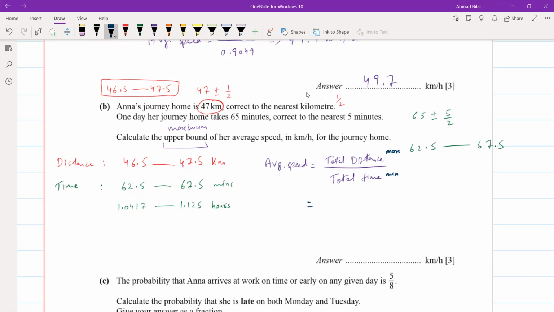Distance हम बड़ी वाली value लेंगे, that's 47.5. Time की हम क्या लेंगे? Smallest possible value, that's 1.0417. And that will give us something from here. 47.5 divided by 1.0417, and that is 45.6. 45.6 kilometers per hour. That is the upper bound for this.